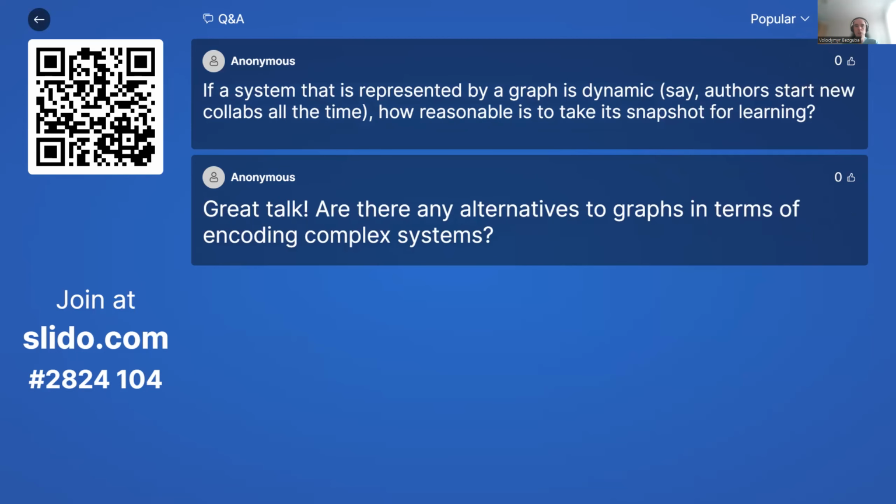Next question is, if a system that is represented by a graph is dynamic, say authors start new collabs all the time, how reasonable is it to take the snapshots for learning? That's also a very good question. Thank you for asking that. Any complex system is dynamic. That's a given. Any graph, any complex system is dynamic.